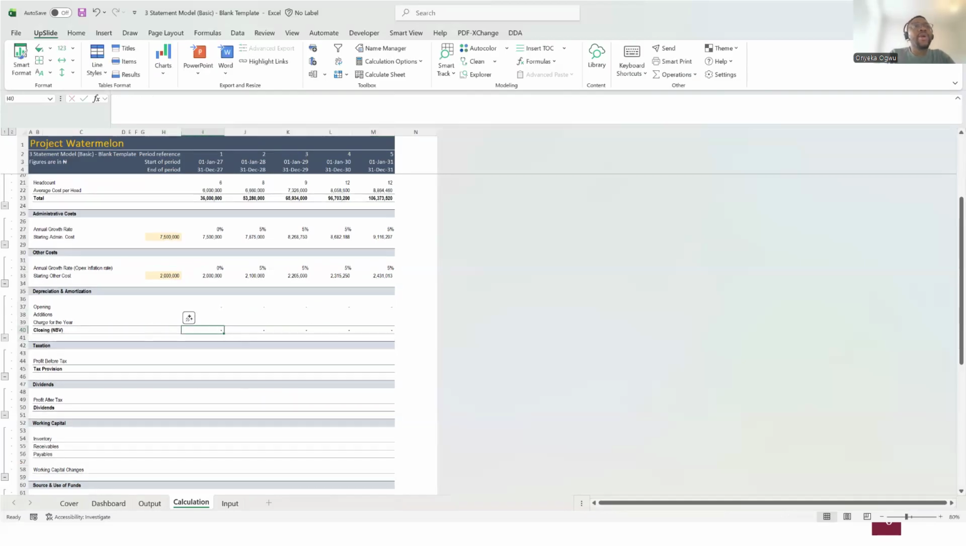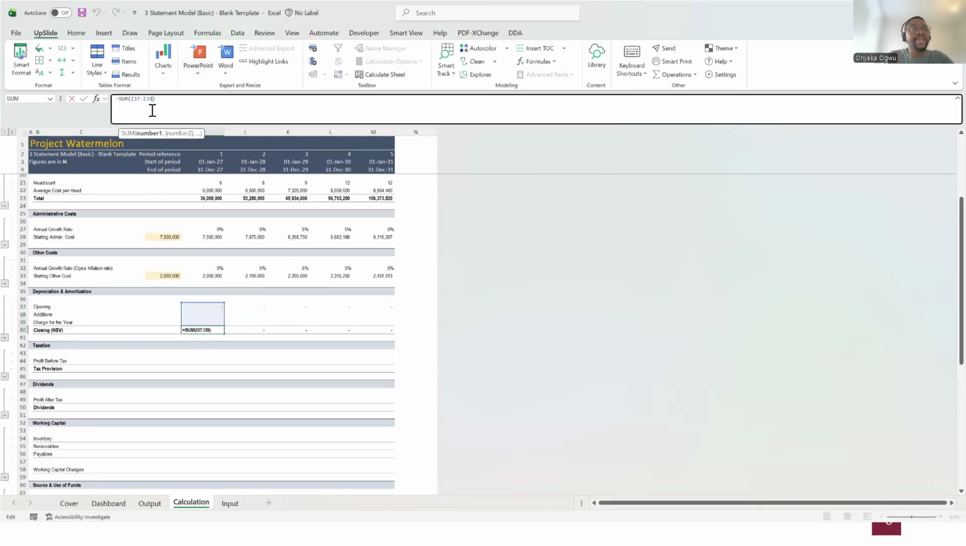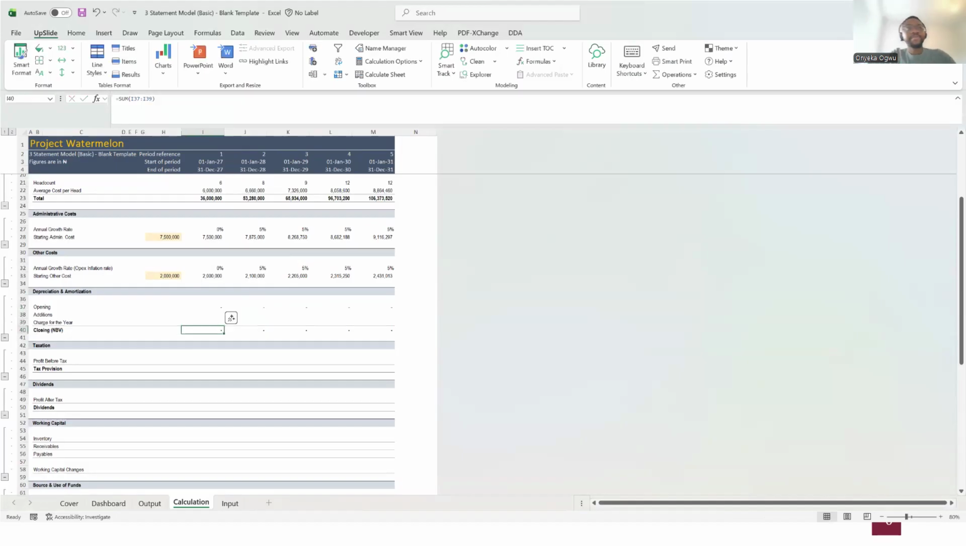So now we have our opening balance and closing balance. I said the opening balance is the closing balance of last year, and we highlight everything and press Ctrl R to copy it. That means year 2 is the closing balance of year 1, year 3 is the closing balance of year 2, and so forth. Your closing balance, the net book value, is just the sum of the opening balance, addition, and charge for the year.